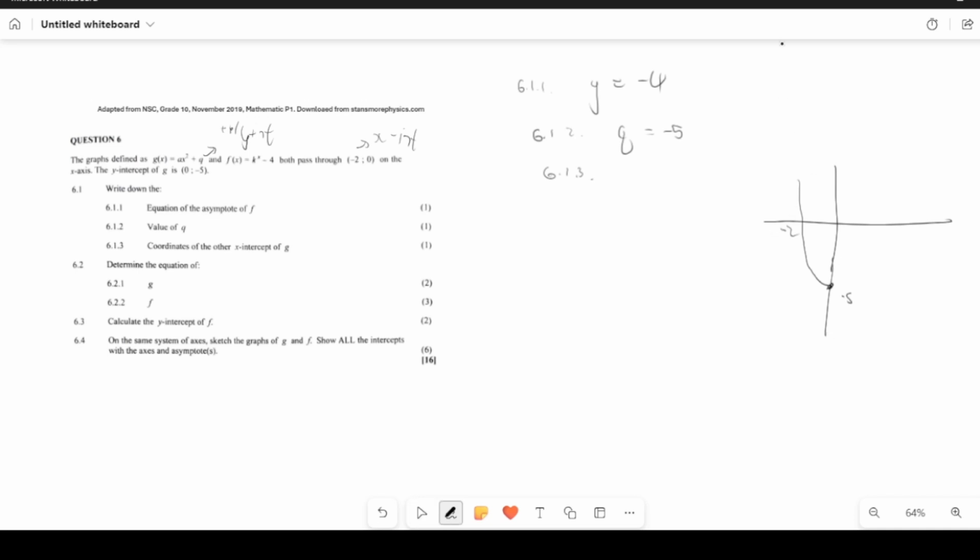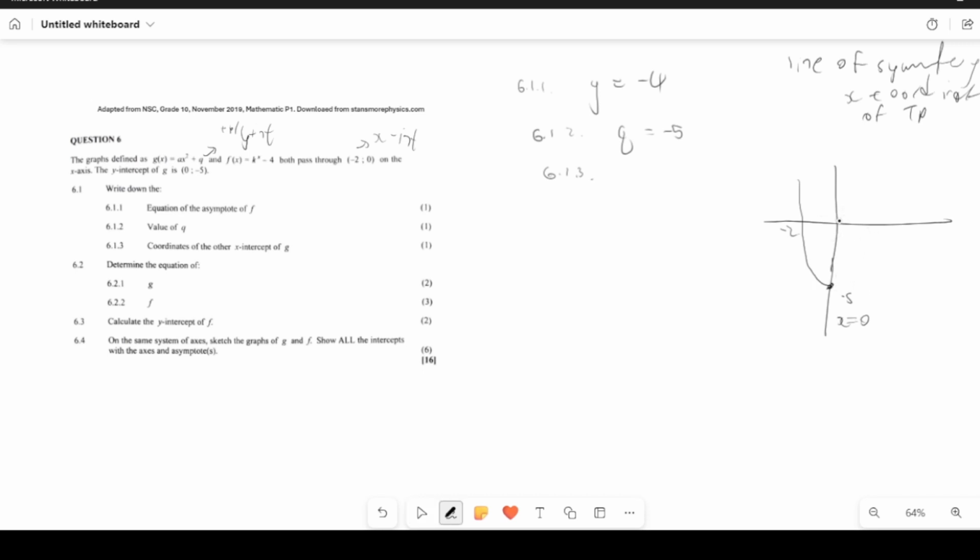Let's call it that, because it'll be very useful when you come to grade 11. So the line of symmetry is given by the x-coordinate of the turning point. And in this case we notice quite a few things. The x-coordinate of the turning point is actually the y-axis, because the turning point is (0, -5), so therefore it'll be x is equal to 0. So that's the equation of the line of symmetry.